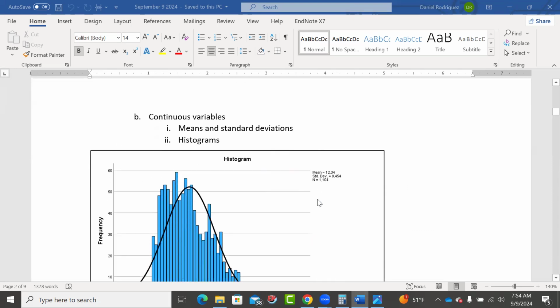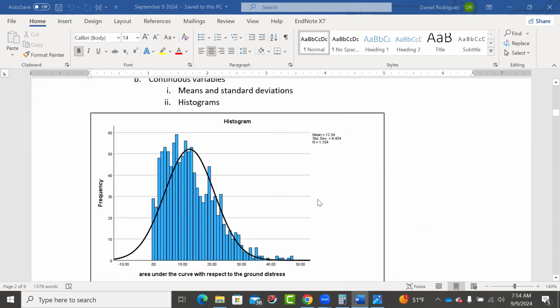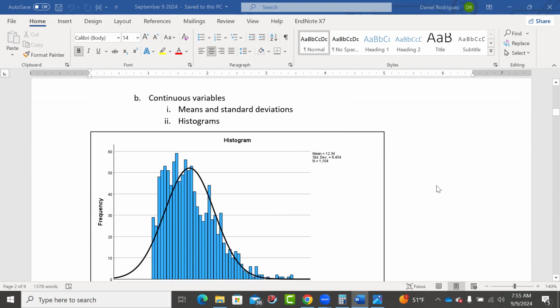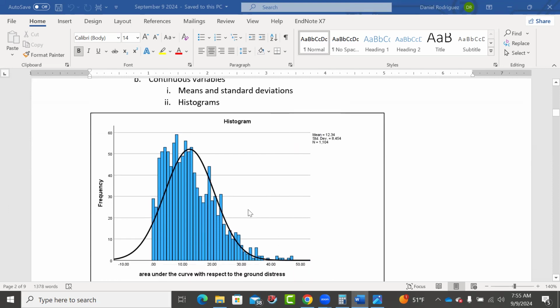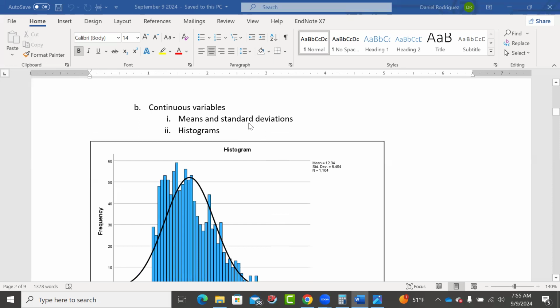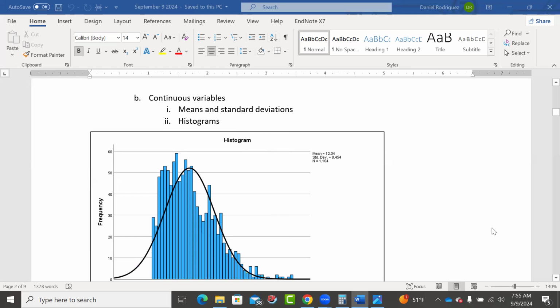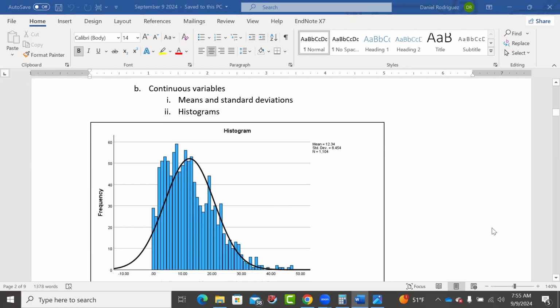When we are dealing with continuous variables, by contrast, we don't use these frequency distributions because we don't have any discrete values. Instead, we look at ranges of values, right? What we provide, though, is means and standard deviations to describe our sample. So again, we don't do frequencies and proportions. And for our figure, we provide what are known as histograms. So this is a histogram.